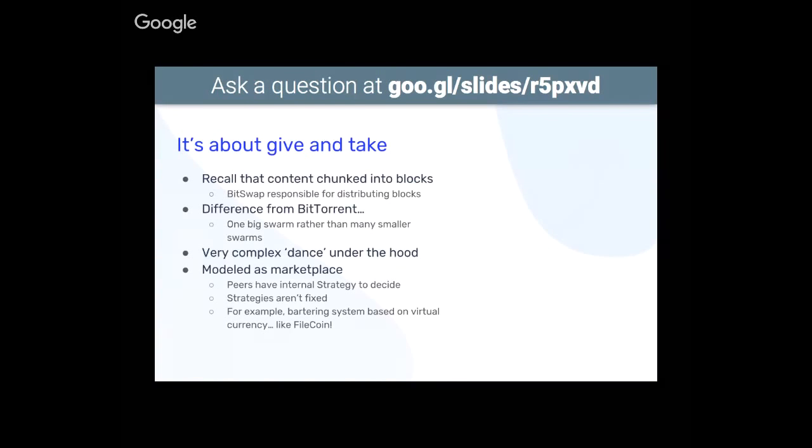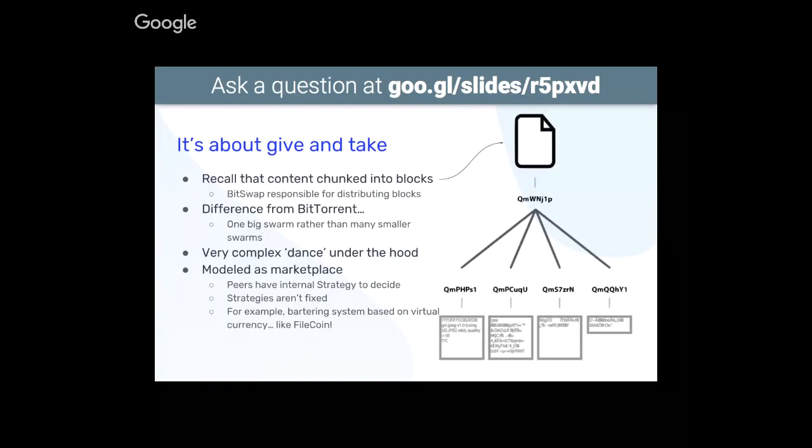So in fact, in the future, the IPFS network will likely support a whole range of arbitrary strategies. It could be based on a bartering system based on a virtual currency, like Filecoin, for instance. And so that's a nice little interlude to the next slide.